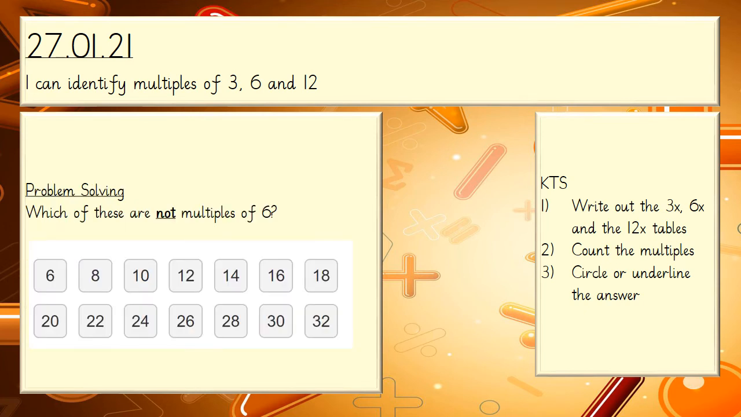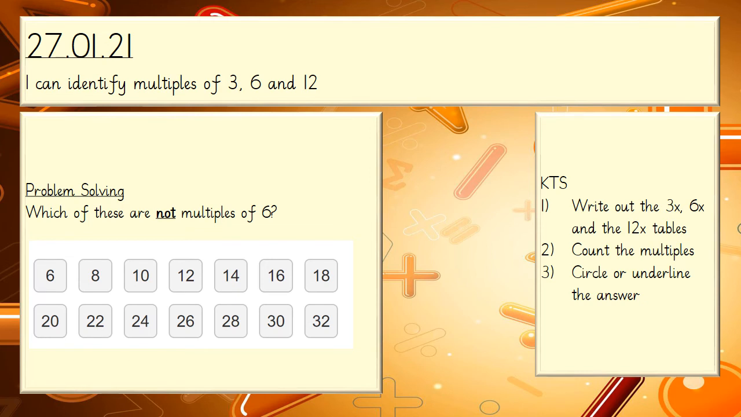Let's have a look at some of the problem solving that you're going to come across when you log on to maths.co.uk. Which of these multiples are not multiples of 6? So I really should have said which of these numbers are not multiples of 6. So they're not in the 6 times table.